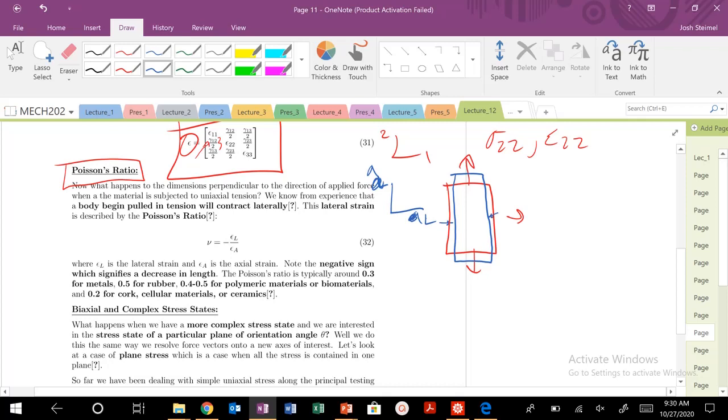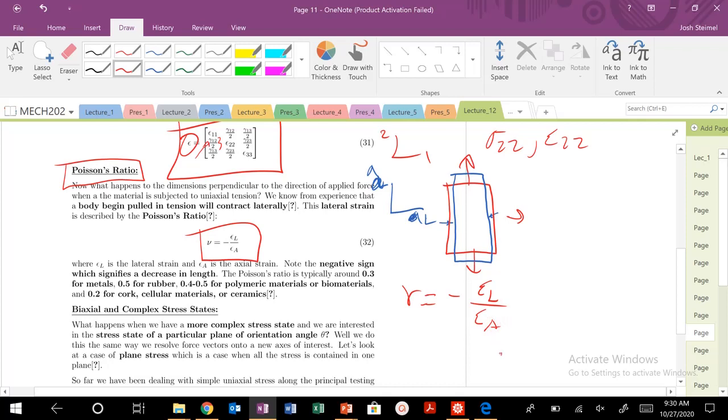Again, that's just the nature of materials. Most materials will exhibit a positive Poisson's ratio. Sometimes there are negative Poisson's ratio materials, but we'll get into those in another course. They're very exotic, and really cool though. But anyways, let's look at these Poisson's ratio values. Poisson's ratio is the negative of the lateral contraction over the axial strain.